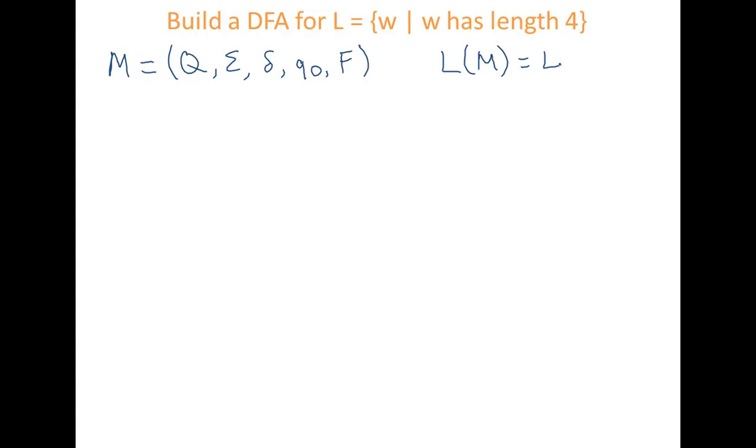First we need to define sigma. So we need to know what our alphabet is that strings from this language are going to be constructed using. Here we're going to have sigma be A and B. So sigma is a set of symbols A and B.